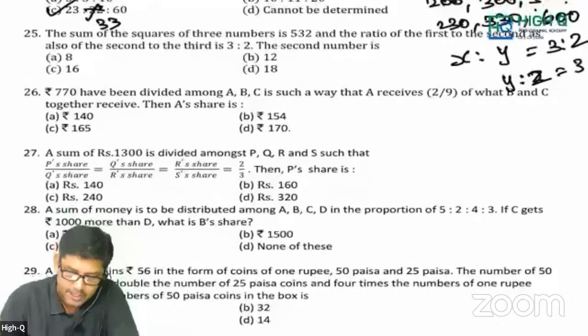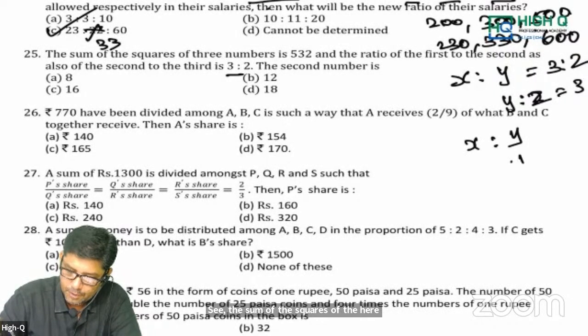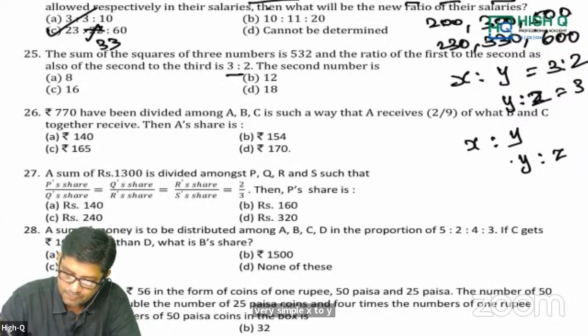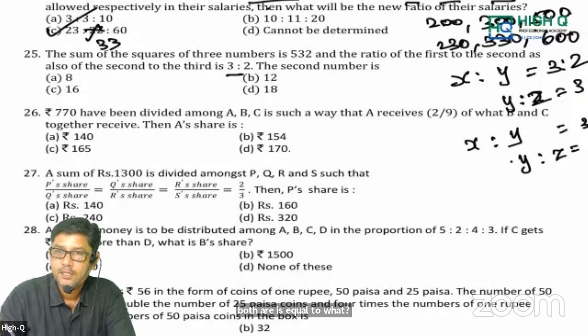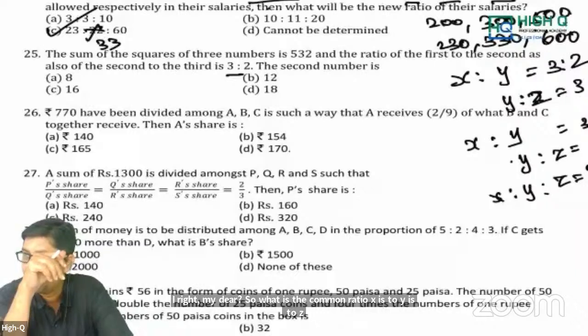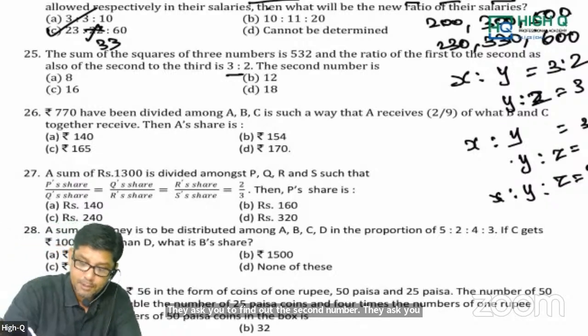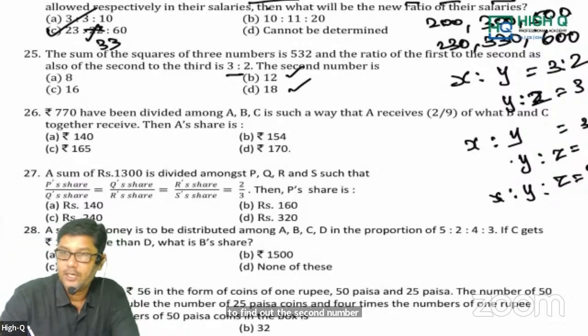See, the sum of the squares of the... very simple. x is to y is to z. Both are equal to what? 3 is to 2. Am I right, my dear? So what is the common ratio? x is to y is to z is equal to 9 is to 6 is to 4. Is that clear, my dear? They ask you to find out the second number. Second number could be 12 or 18 only.